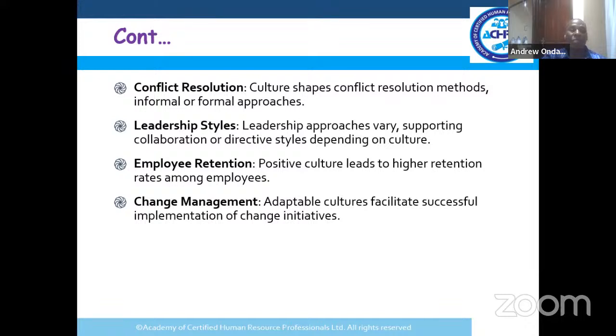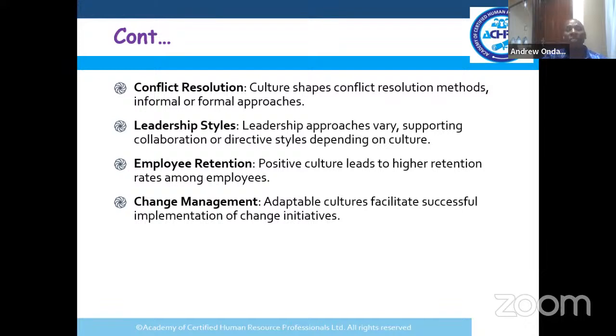I've talked about leadership styles. I don't want to repeat, but I will address the last two, that is employee retention and change management. An organization that values its employees must develop retention strategies. And there must be a positive culture to that effect. So how do we retain employees as part of our culture? One, provide growth opportunities. Two, train our employees. Three, allow them to participate in decision-making processes. And lastly, pay them competitively.